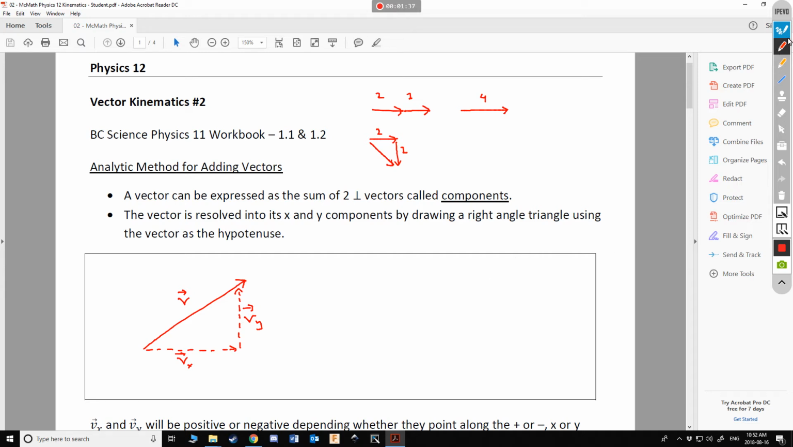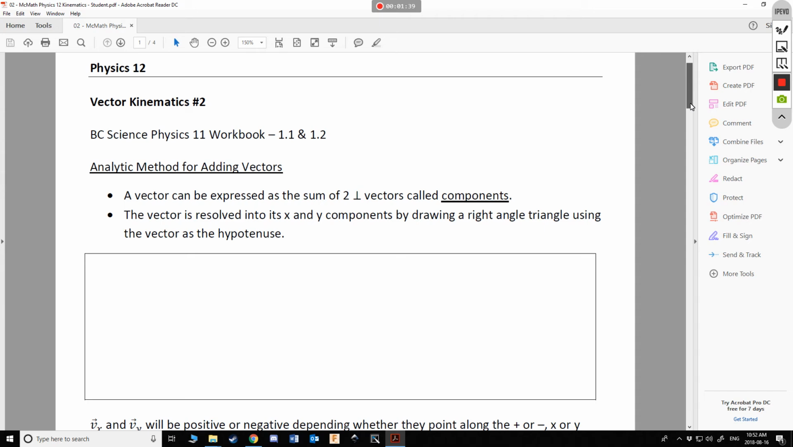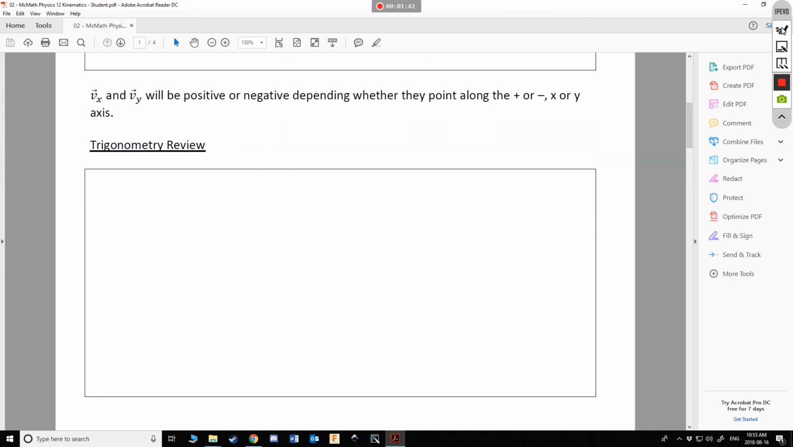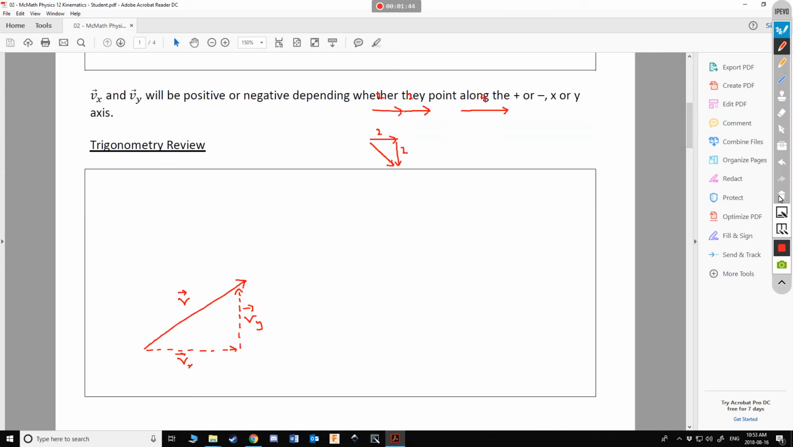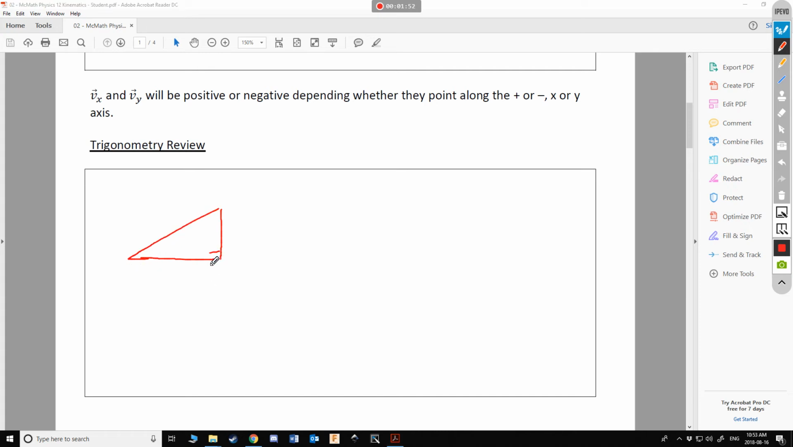Also, we want to make sure we remember how trigonometry works. Here's a quick trig review. Here it is, a right angle triangle with sides A, B, and C and some angle theta. Remember SOHCAHTOA.